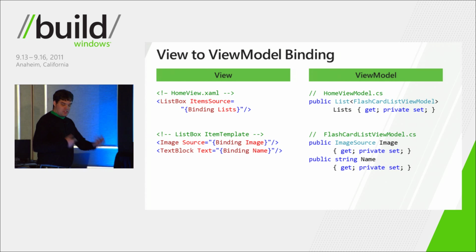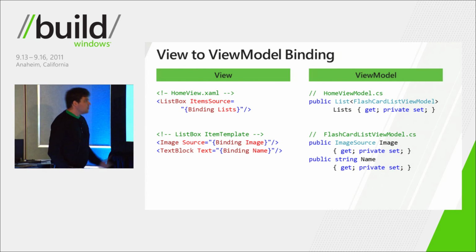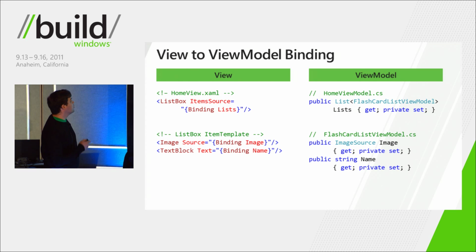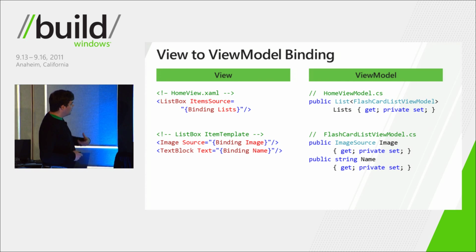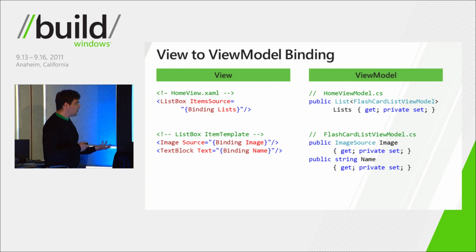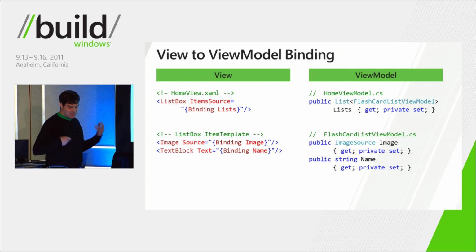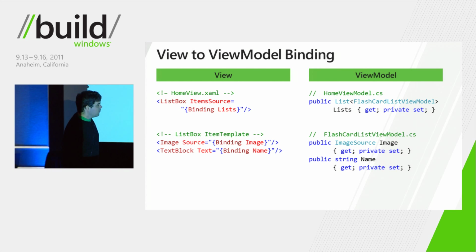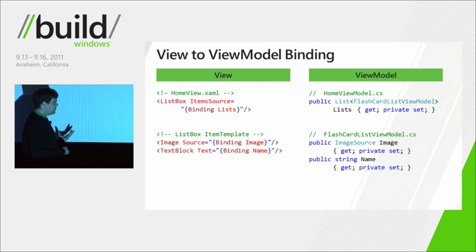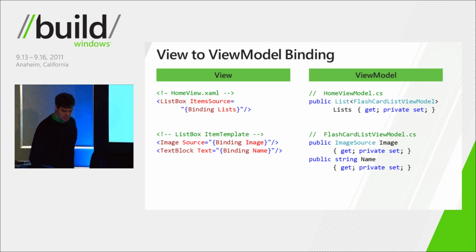Now, we want to control how each item is displayed, so we have an item template for this list box. Inside that item template, we've got an image and a text block. We want to show the image, which is like the first card, and a text block, which is the name of the quiz. These are likewise data bound, but they end up being bound to the element that is the member of this list. So we've got a list of flashcard list view model here, and then this is that class, and it's got these properties which are being data bound to elements in the item template.